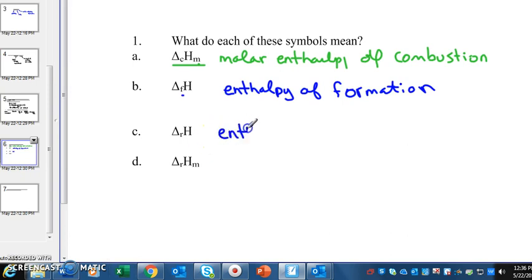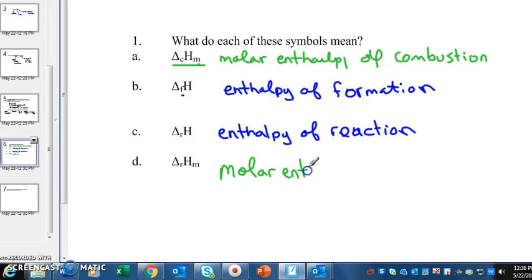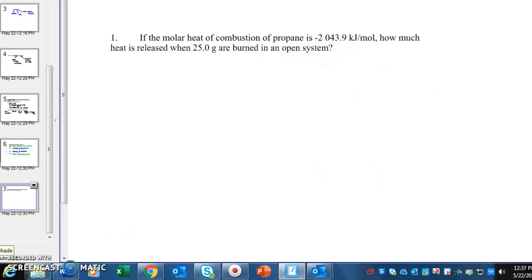This one here is just enthalpy of reaction. And this is just the total reaction that took place, not per mole of any particular substance, but the whole reaction. Whereas this last one will get you the molar enthalpy of reaction. That is the amount of energy per mole of a substance. Let's take a look at one last thing here.